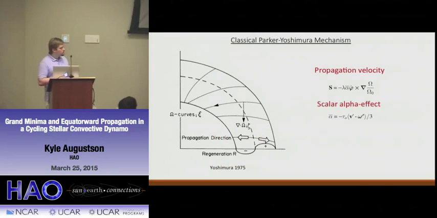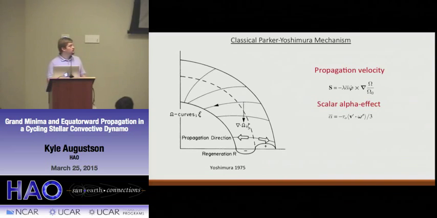Okay, and the reason that I have gone through all this analysis is to make an assessment of why we have equatorward propagation in this simulation. I mentioned Käpylä's work as well as Warnecke's work, where they've shown that we can see a Parker-Yoshimura mechanism. Basically this is a classical linear dynamo wave that has a propagation velocity like this.